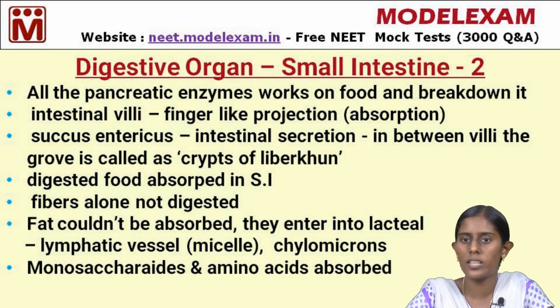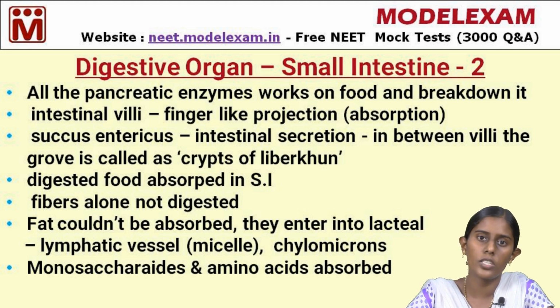First one is maltose, next one is sucrose. Sucrose is the cane sugar. This cane sugar is broken down into fructose and glucose molecules. That is done by the enzyme sucrase. What is the specialty of fructose? Fructose is the sweetest sugar, commonly found in fruits. So fructose is called fruit sugar.